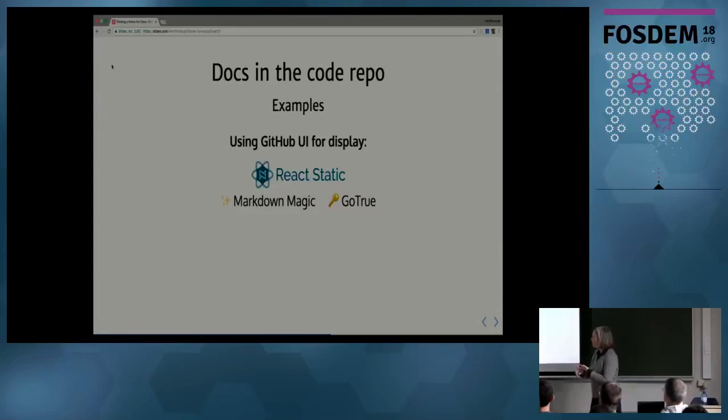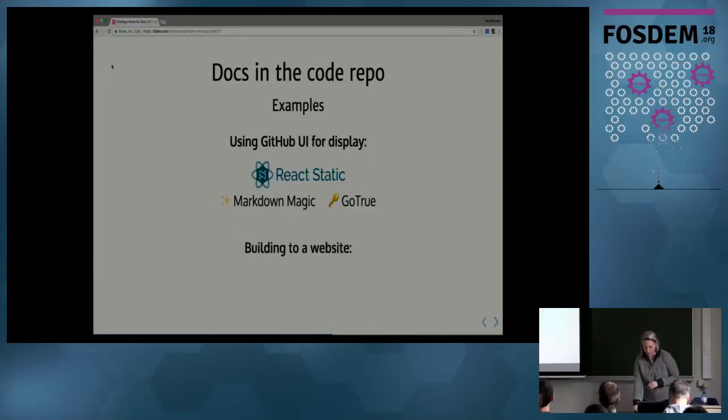React Static is a static site generator that builds in React. Markdown Magic, as it happens, also has its docs stored right there in GitHub, and that's the only way that you read the docs. GoTrue, our open source authentication library, is also just stored that way because it's a very tiny little thing that doesn't have a website to go with it.